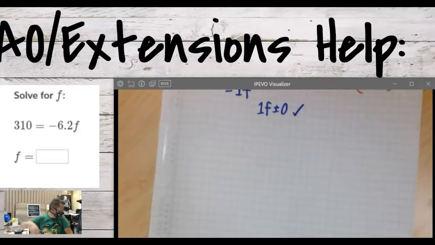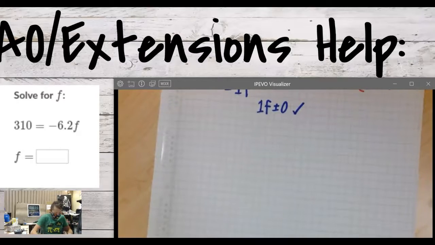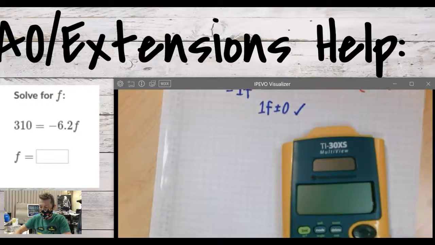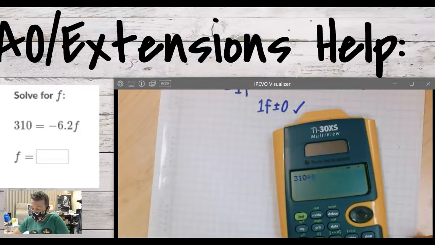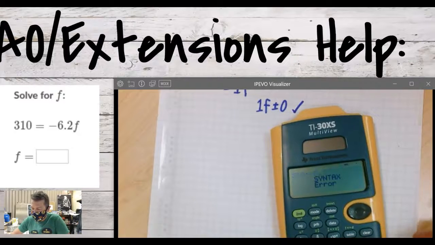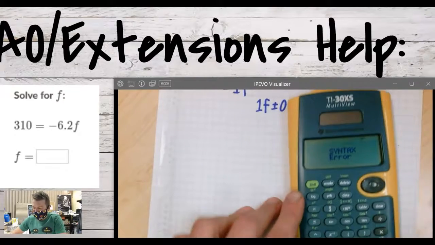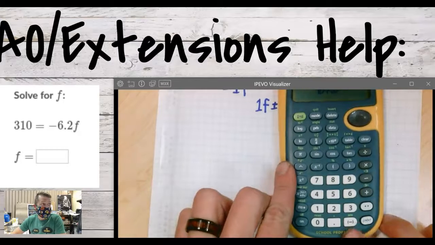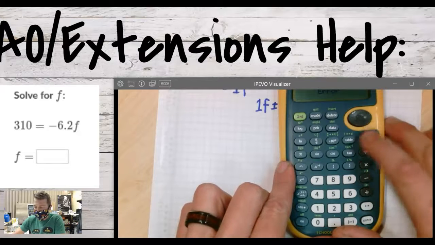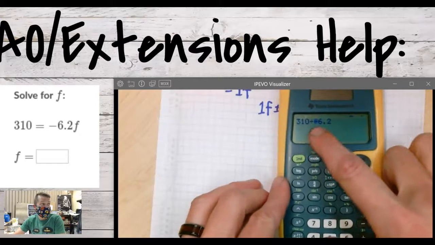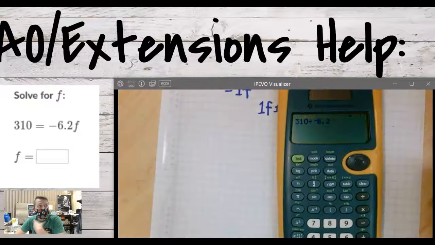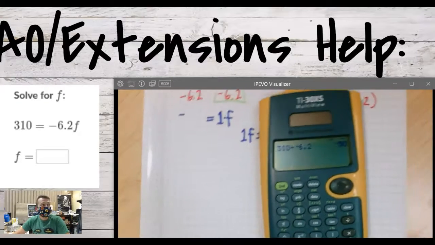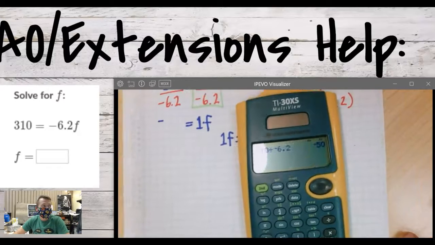But even with the scientific calculators, which I don't have one at my desk, I lied, I do. So if we wanted to do that in one of the scientific calculators, we would say 310 divided by, we can't do minus. It will give us an error. So down here, there is a negative that we can use instead of that minus. So if I clear this and I switch that minus to a negative, it's slightly smaller and slightly higher. All right, then I can get my answer of negative 50.